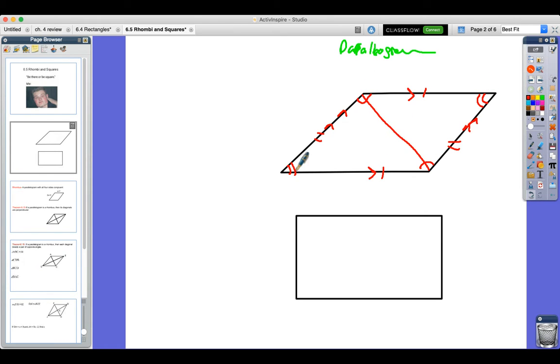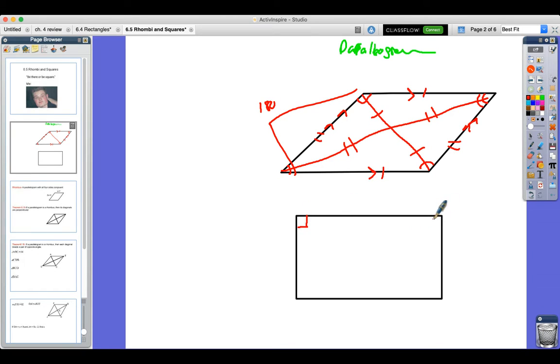Diagonals bisect each other. Good. Let's try that line again. Okay, good enough. Those are congruent to each other right there. And then the angles, supplementary angles. Okay, or not congruent, they're supplementary. Consecutive angles are supplementary right here.